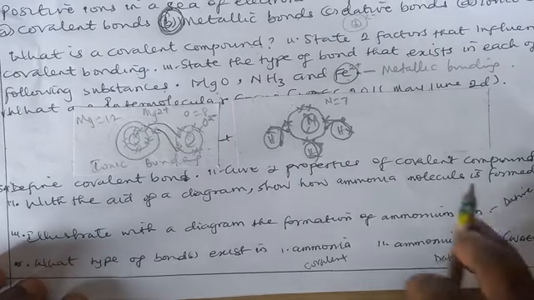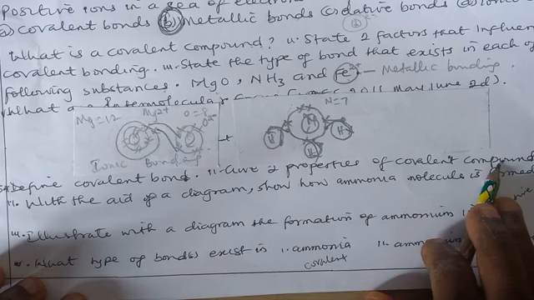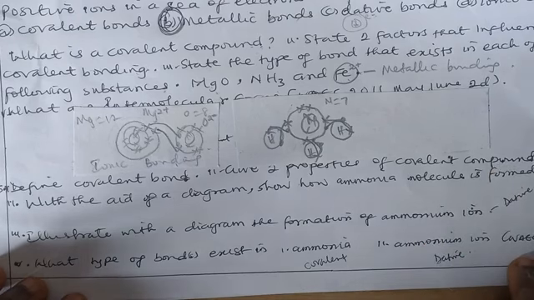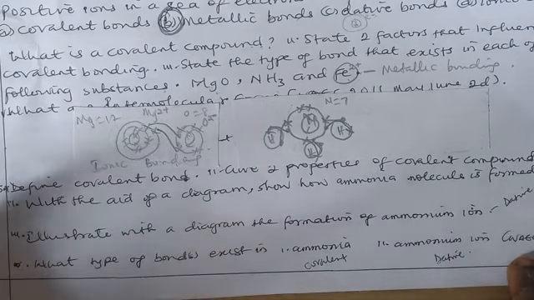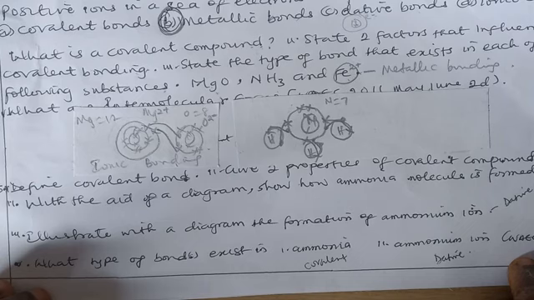Give 2 properties of covalent compound. Most covalent compounds have the opposite properties of ionic compounds. They are soluble in non-polar solvents like organic compounds. They are weak. Molecules are formed in them, so they have low melting and boiling points, unlike ionic compounds.